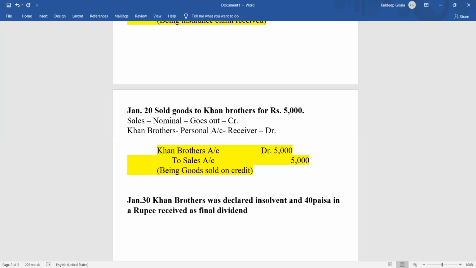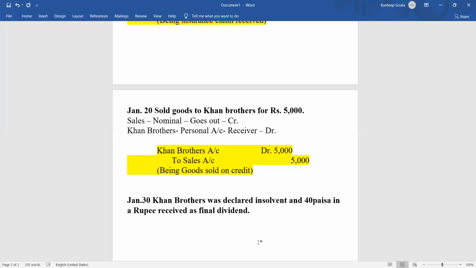Try to understand that this particular transaction is referring to our previous entry. We have sold goods to Khan Brothers at a price of 5,000. But now he was declared insolvent. Insolvent means a situation where a businessman is not in a position to pay off his liabilities anymore. So he will go to the court and say, I'm not in a position to pay off my liability, please help me to settle it.